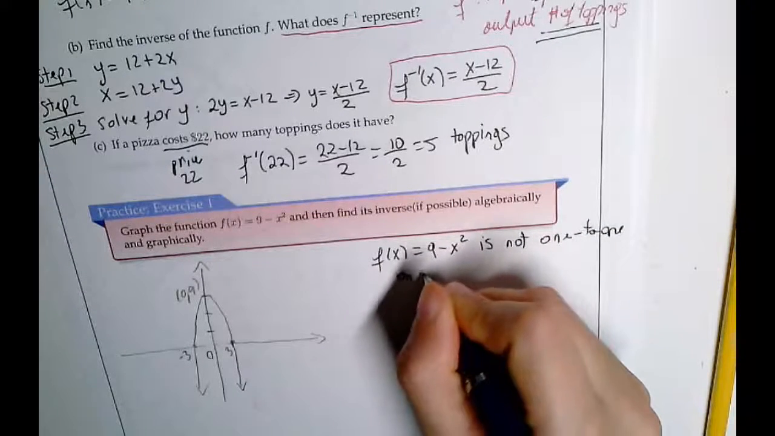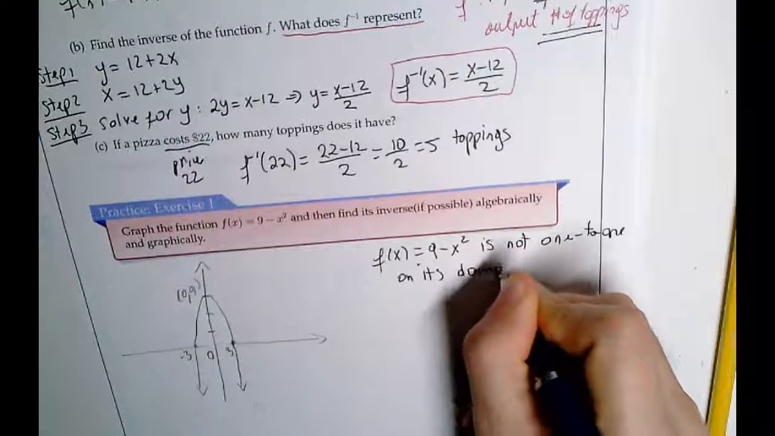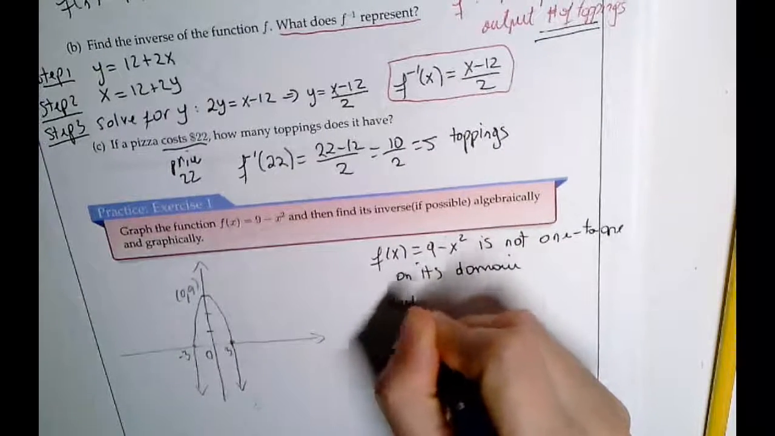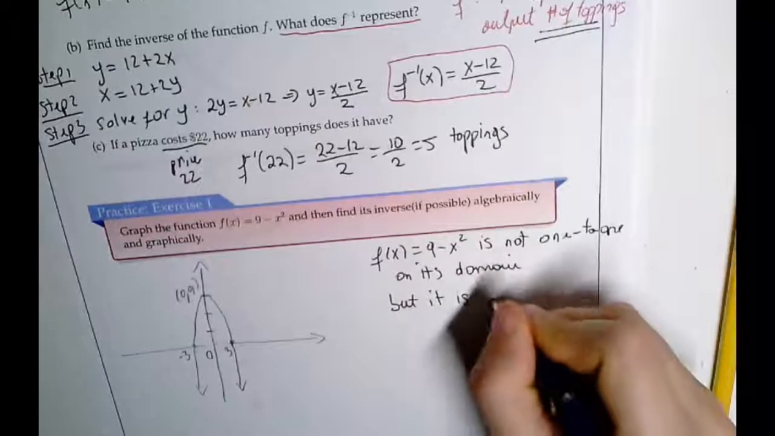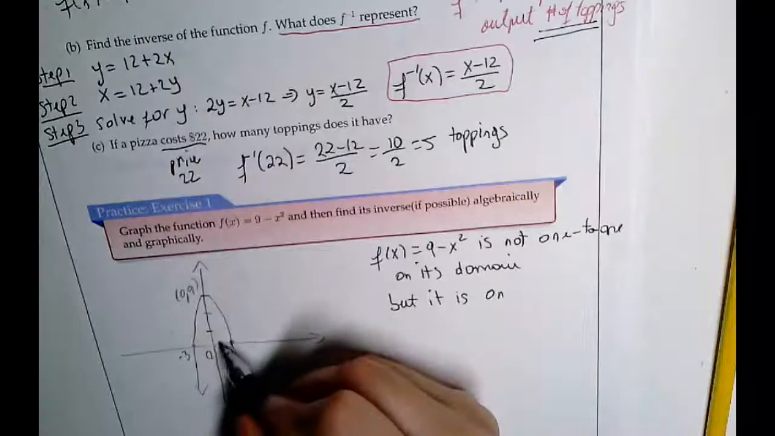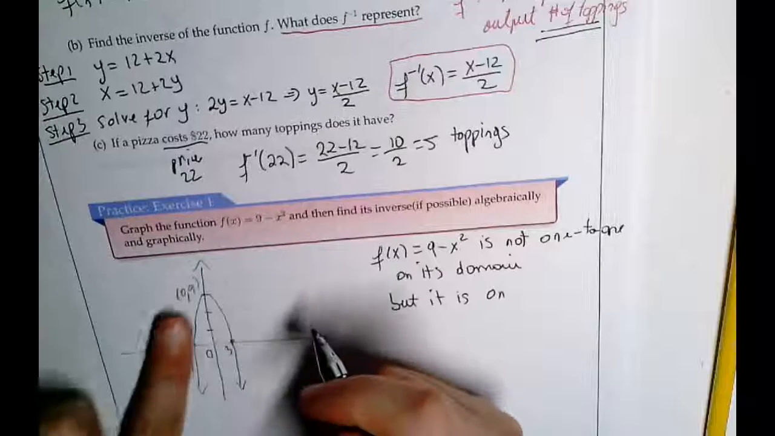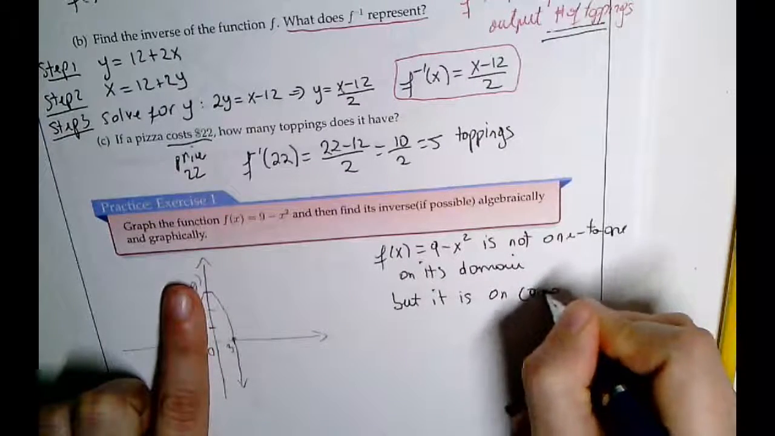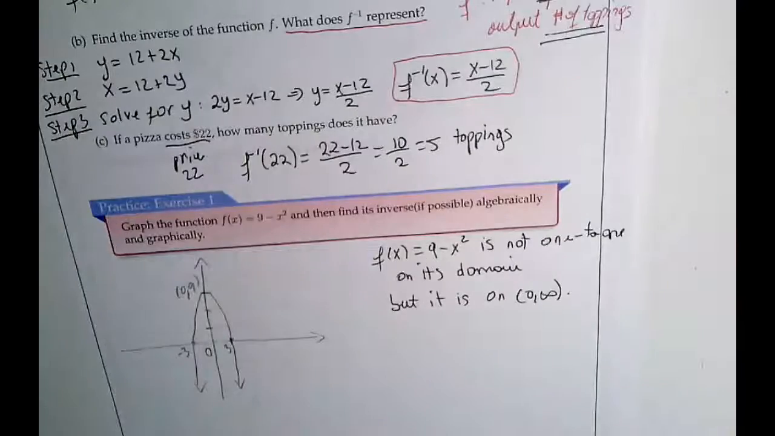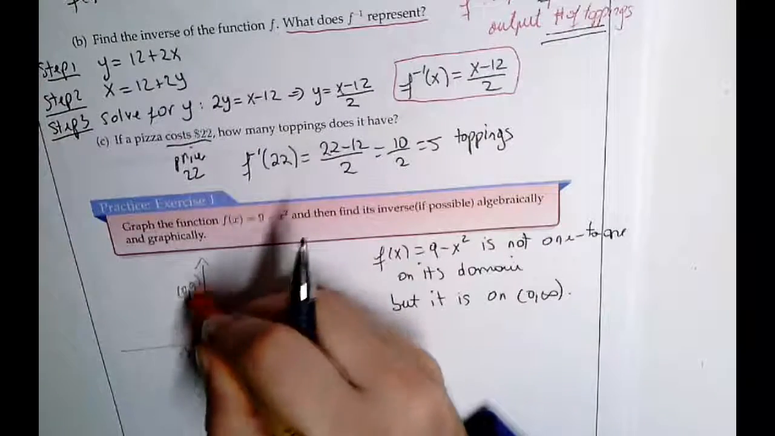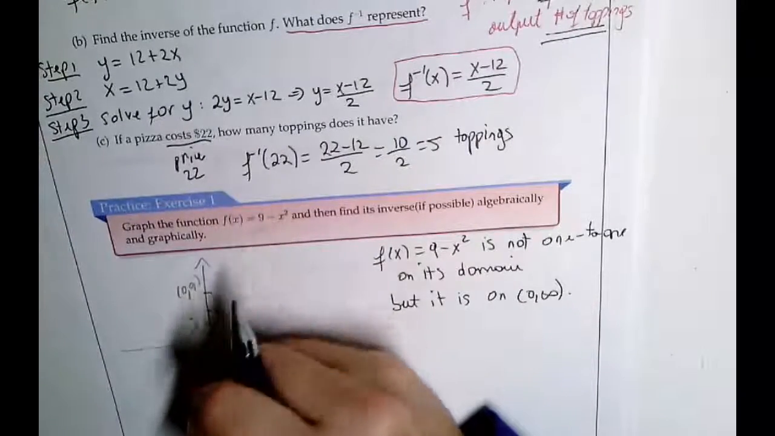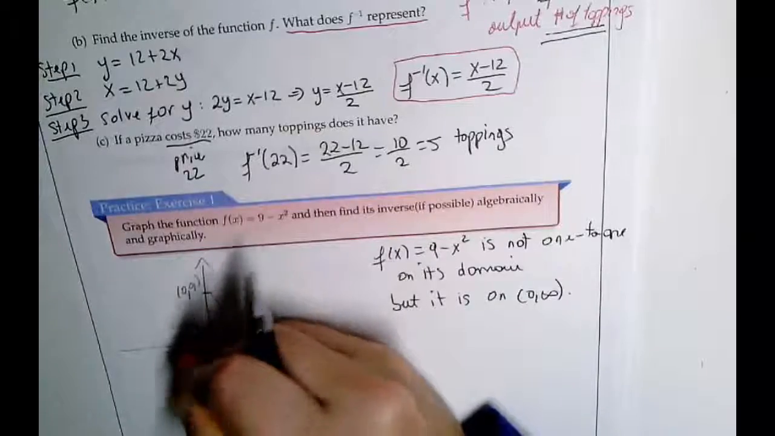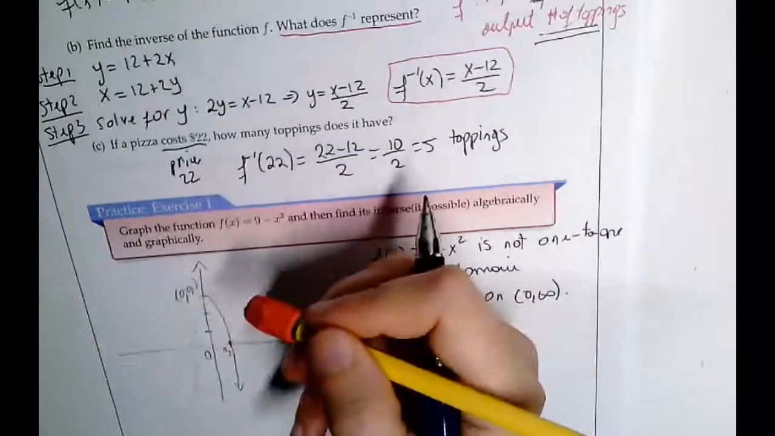on its entire domain, but it is on, let's say, from 0 to infinity, so half of it. So let's just erase this portion of it, because I'm only interested in the portion of the domain where the function is 1-to-1.